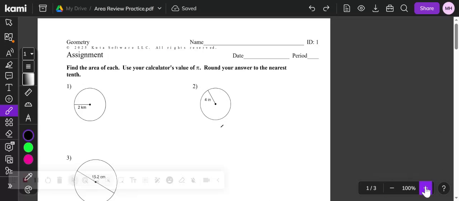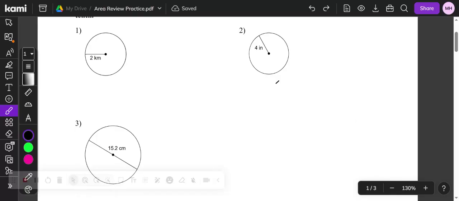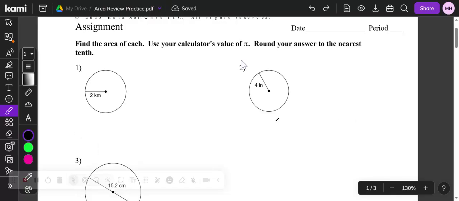All right, so we are going to attempt to work out this little practice here. It says right there, use the value of pi. So when you find the area of a circle, it's pi times the radius squared. Now I know that you're used to using 3.14 for pi, but your calculator actually has a button that does that. So you could just hit that button instead, and that's what I'm going to do.